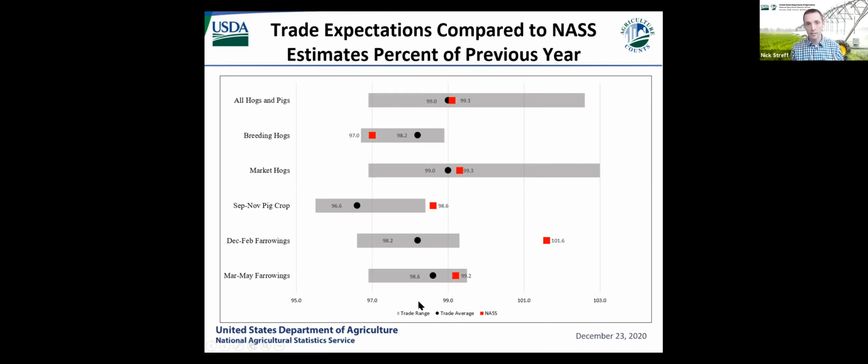So this is something that is in every secretary's briefing, and all of these briefings are available on the NASS website. They're posted shortly after the report is released. So people can go out and see what trade expected compared to where NASS was at, if they didn't already find it in an ag media story somewhere.